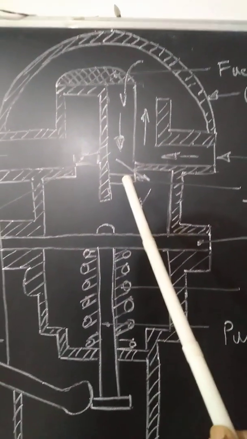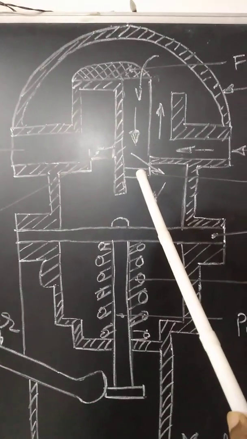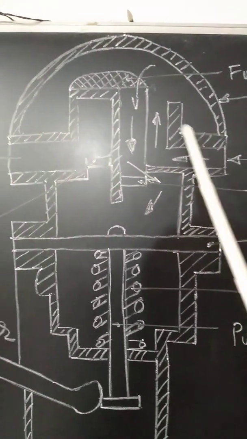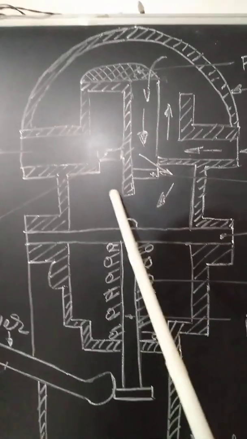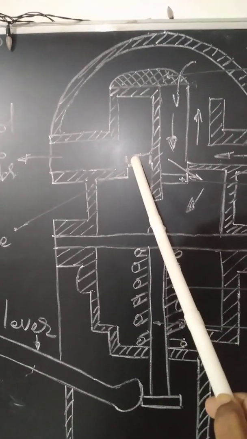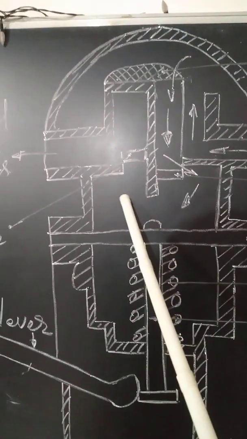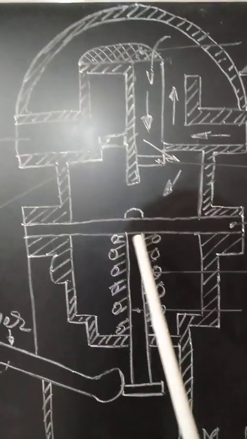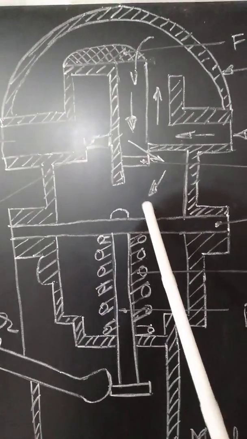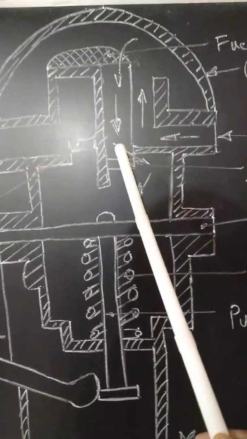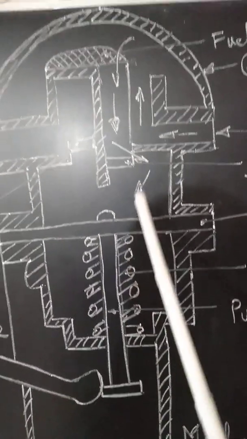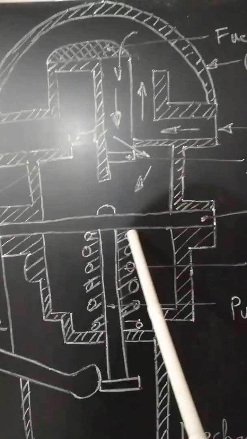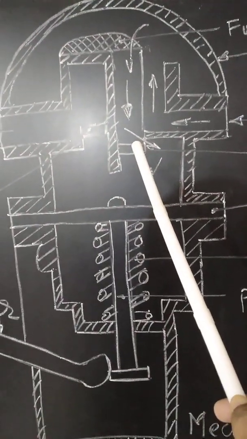This inlet valve is a one-way valve. That means it will allow the petrol to only enter into this chamber, and this valve is a delivery valve which will allow the petrol from this particular chamber to go out to the carburetor, so that when the diaphragm is moving up and down, only one valve opens. When it moves upward, this valve will open. When it moves downward, this valve will open.